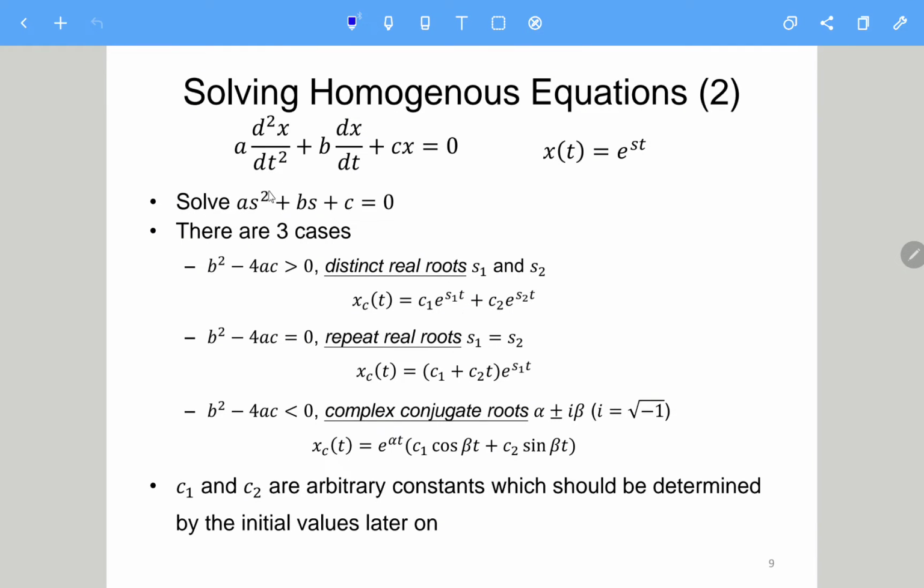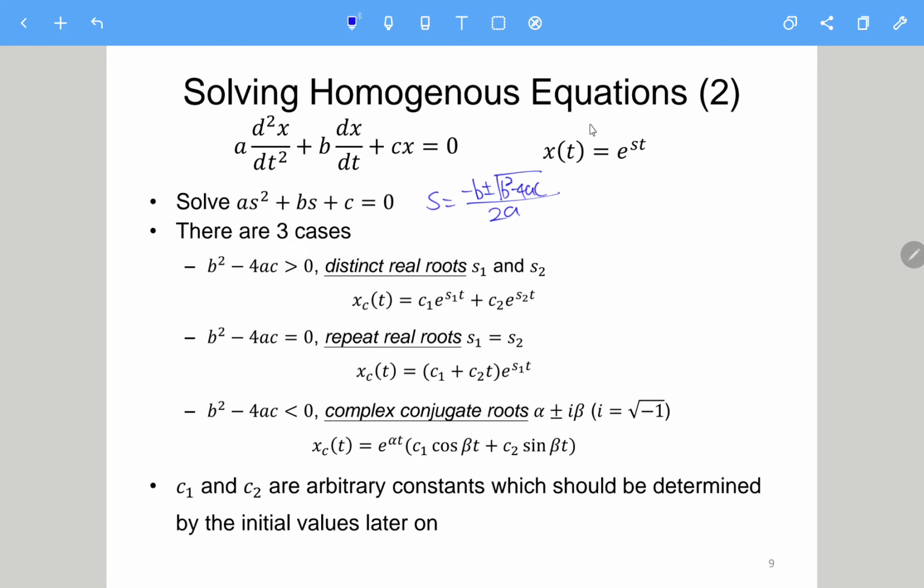So here, suppose we have a second order homogeneous solution, and then with the assumption x of t to be exponential to st. Okay, so and here we already get the characteristic equation as a quadratic equation. So actually in high school you should have learned how to solve this quadratic equation. So the equation is nothing but s equals negative b plus or minus square root of b squared minus 4ac all over 2a.